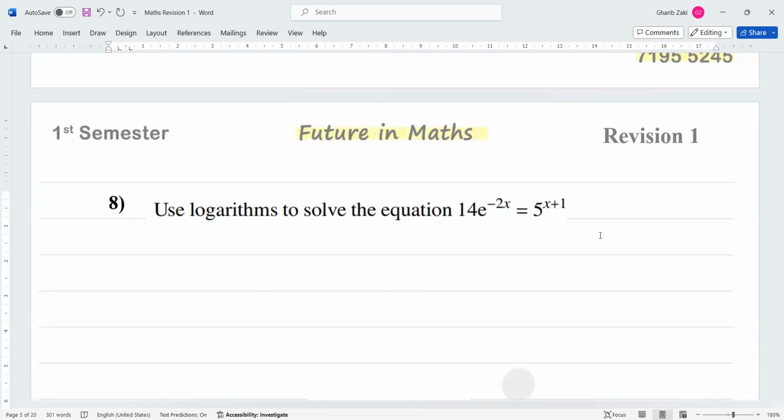They said use logarithm to solve the equation 14e power negative 2x equal 5 to the power x plus 1. Right? And I help you. But try first.